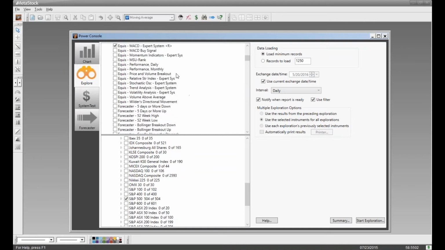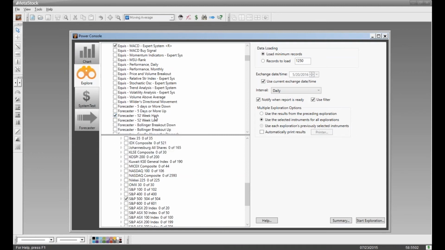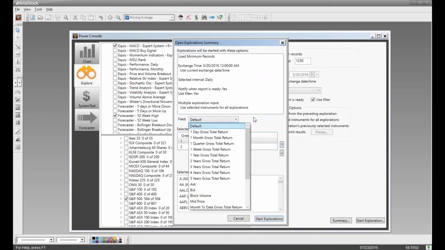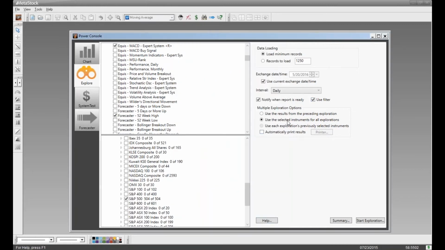So let's take a look at a MACD expert system. Let's say that we also want to pinpoint instruments that have had a 52-week high. Let's take a look at that. So now when I click on the summary screen, if you notice, I actually have two explorations. Now I can change the order in which I have these explorations, so I can change which one I run first. So I'll move the MACD up at the top.